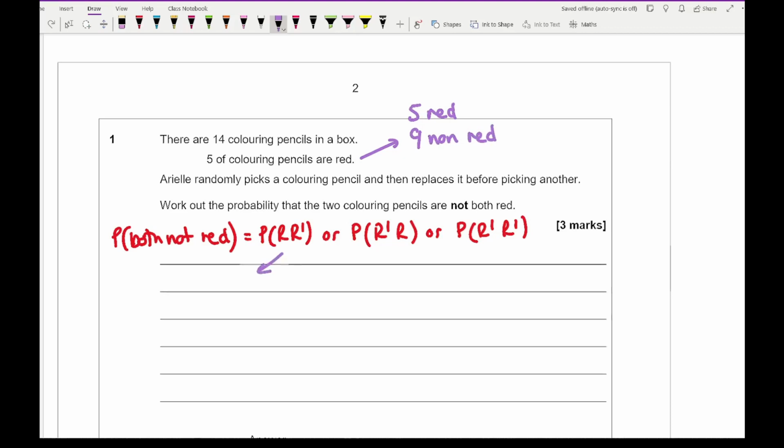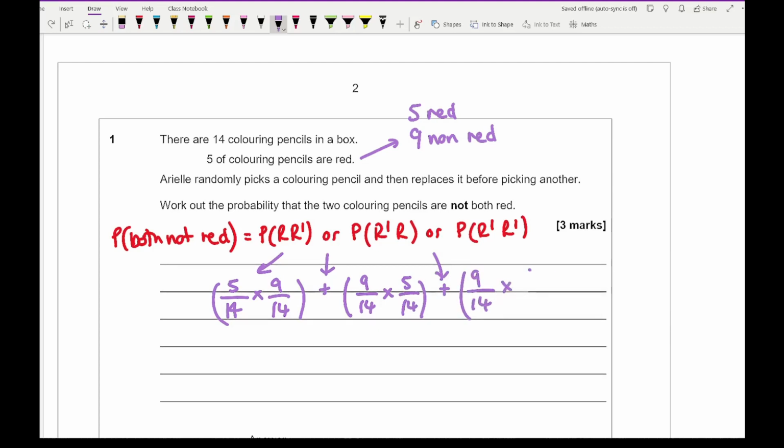So the probability of getting a red and a non-red, well the probability of red is 5 over 14, and then you put that pencil back, and then how many non-reds are there? Well that's going to be 9 over 14. Then "or" means plus, so looking at the second possible combination, not red is 9 over 14, and the probability of the next one being red is 5 over 14, and then plus, because we've got another "or", the probability of not red is 9 over 14, and the probability of the second one not being red is 9 over 14 as well.